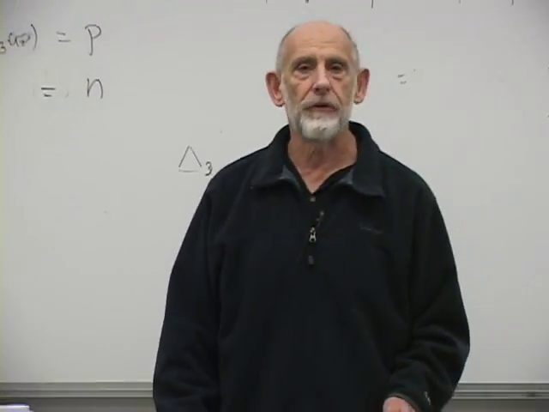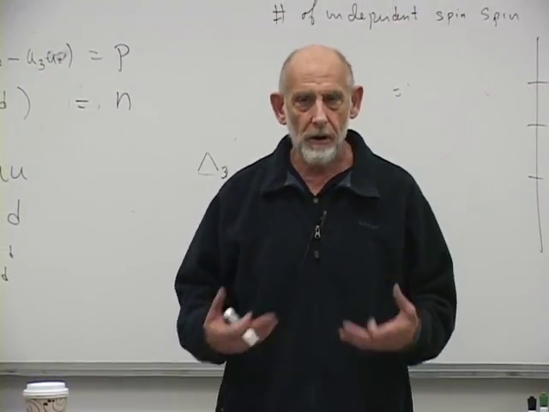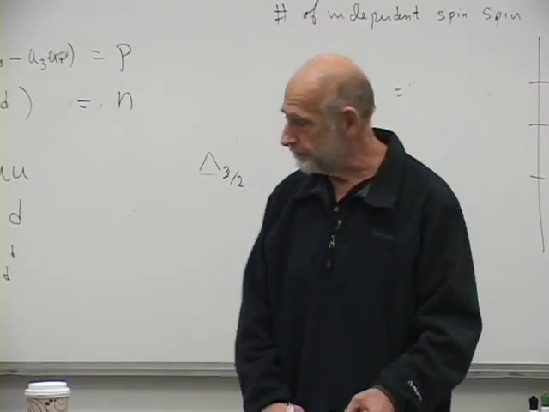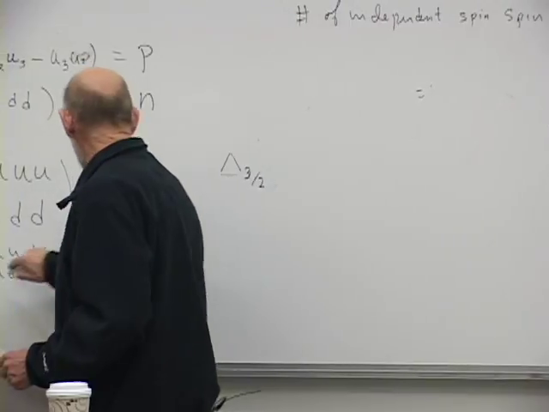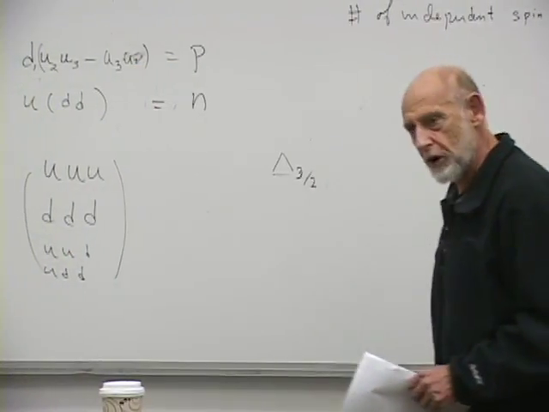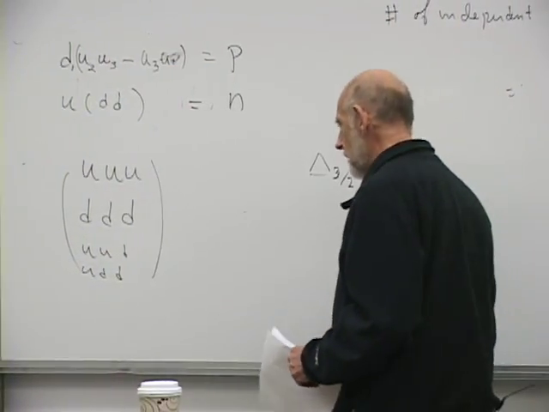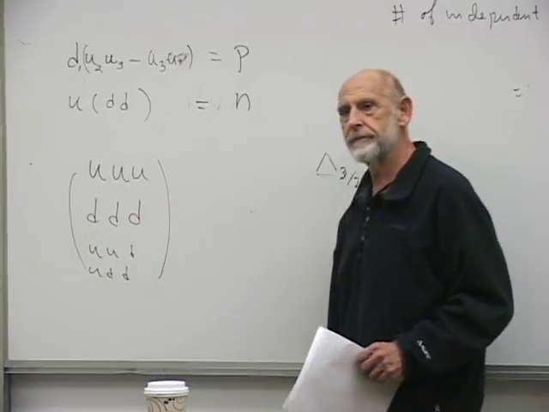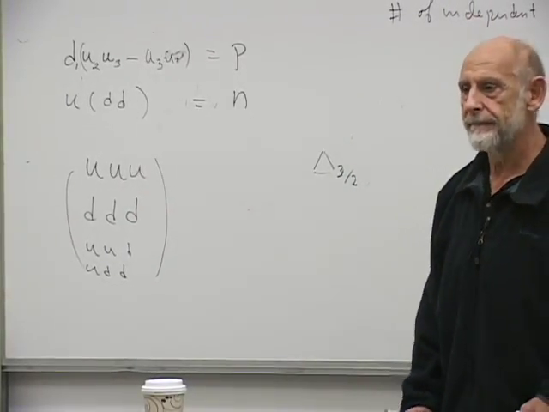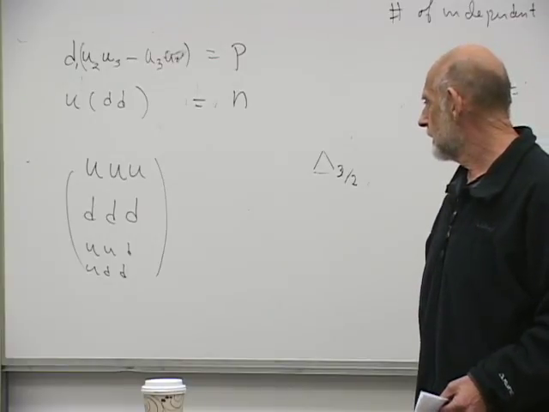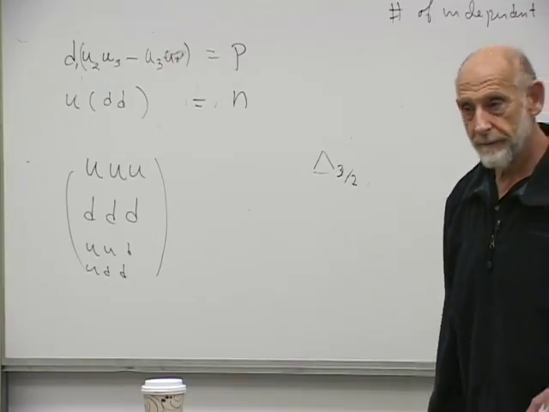I'm telling you this for a reason. This played an important historical role that I'm going to tell you about in a moment. These 4 states are called the delta 3/2, and what are their charges? Let's go through their charges. What's the charge of this one? Excuse me, what's the difference between UUD and DUU? All right, let's work out the charges.